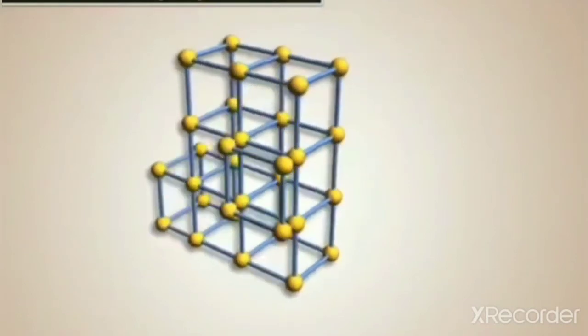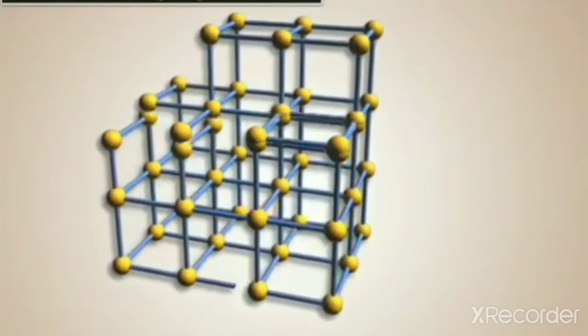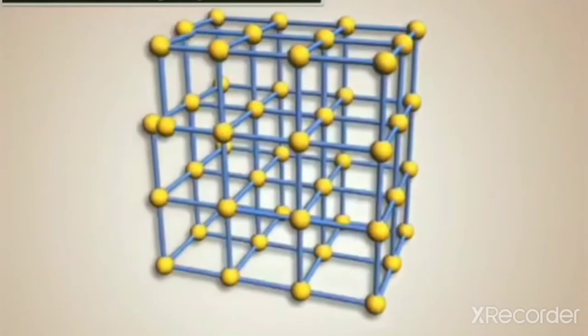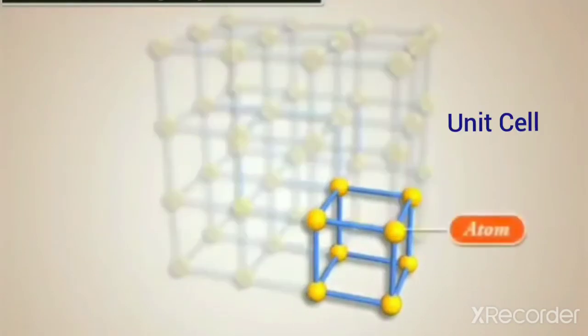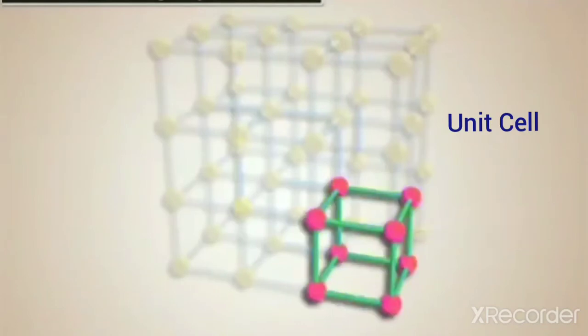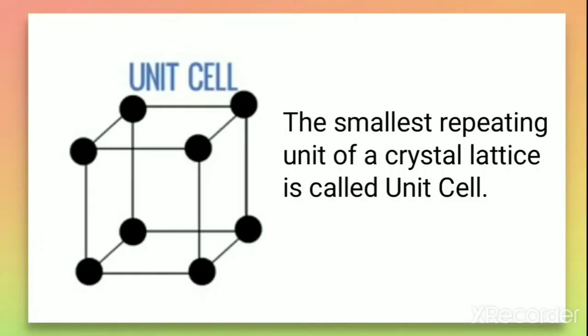Here, a unit which is repeating throughout the crystal lattice is called the unit cell, and each point in the crystal lattice is represented by a constituent particle. It may be an atom, ion or molecule. Let us discuss more about the unit cell. Unit cell: it is the smallest repeating unit of a crystal lattice.